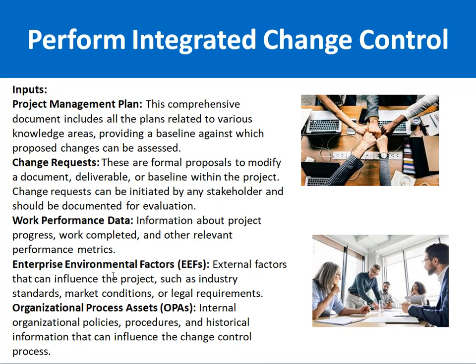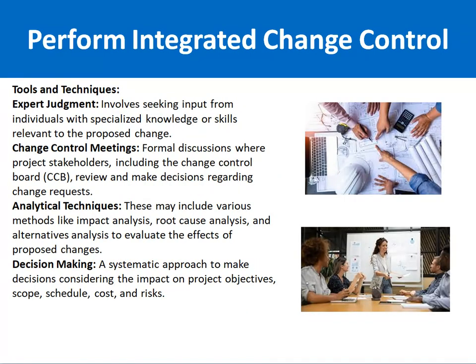Next is the organizational process assets. Organizational process assets means the organizational policies, procedures, and historical information. For example, in the past this type of project was completed in 5 months with a $2,000 budget. This type of information is called an organizational process asset. The tools and techniques which we use for this process: the first one is expert judgment.